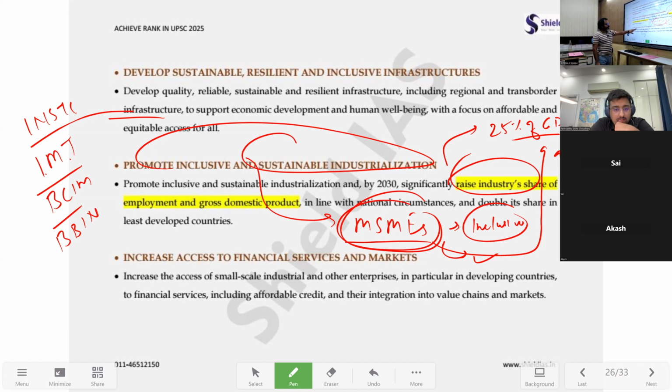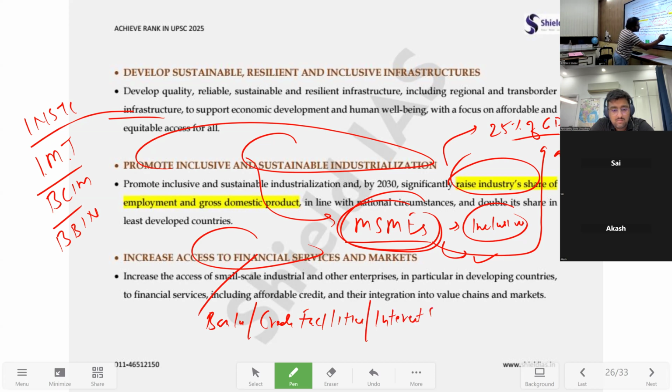Further, increase access to financial services and markets. Financial services, again, we are talking about banks, that means credit facilities, and it can also be interest subsidy. Access to markets: most of the markets are now moving online. So facilitating access to online markets means we also need to upgrade digital literacy, how to use them.